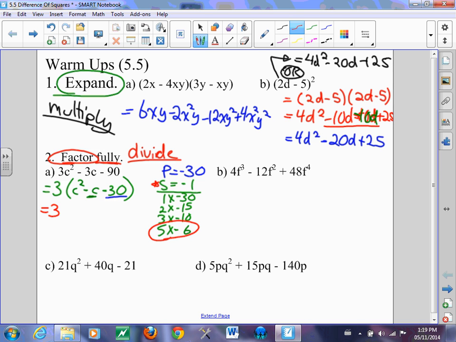So you leave the 3, which is your common factor, out front. You set up 2 brackets. Take the square root of the first term, which is c, and then you take your factors in with the sign. So plus 5 and minus 6.